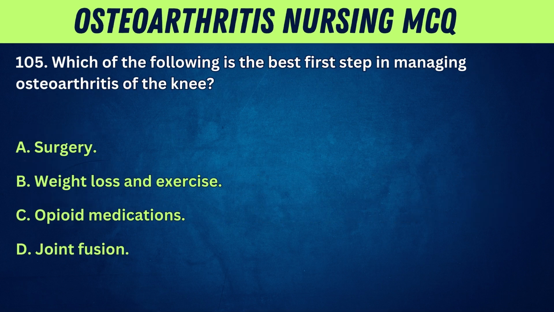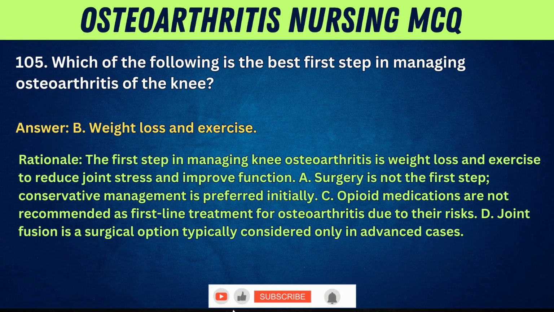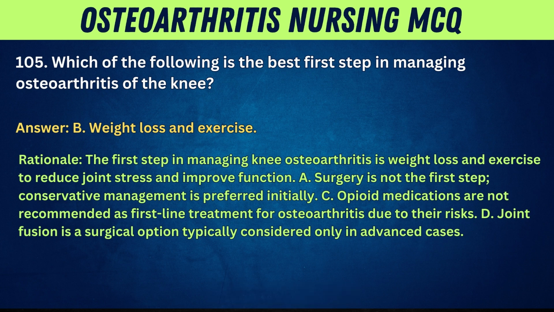105. Which of the following is the best first step in managing osteoarthritis of the knee? A. Surgery. B. Weight loss and exercise. C. Opioid medications. D. Joint fusion. Answer: B. Weight loss and exercise. Rationale: the first step in managing knee osteoarthritis is weight loss and exercise to reduce joint stress and improve function.